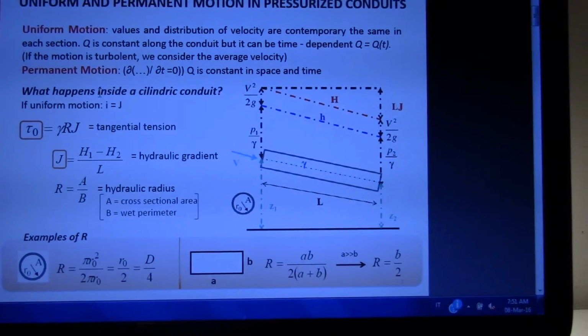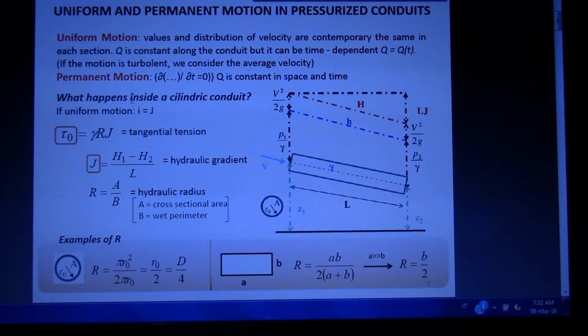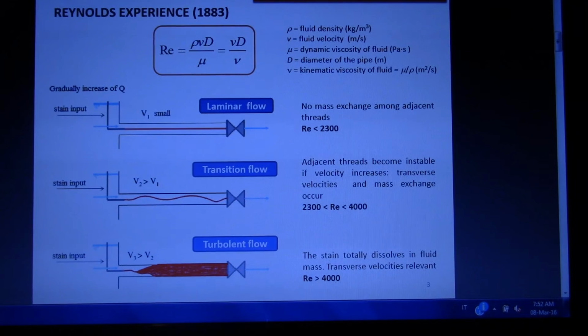Okay, so let's go back to our slide. Exactly here I reported what we have just now demonstrated. And let's go on.